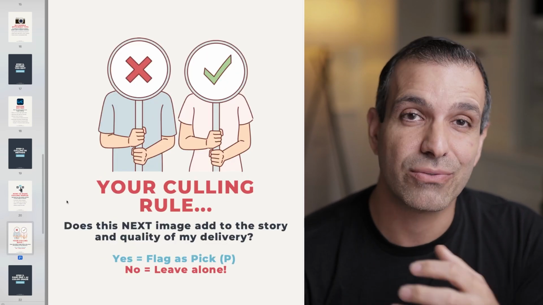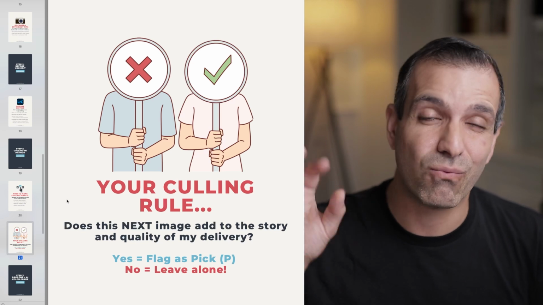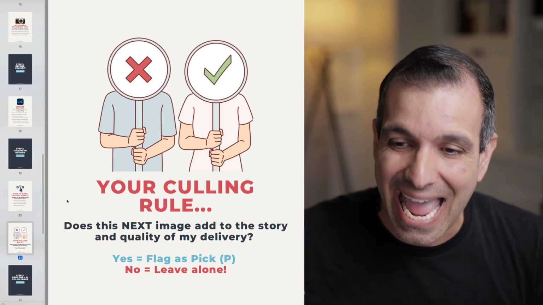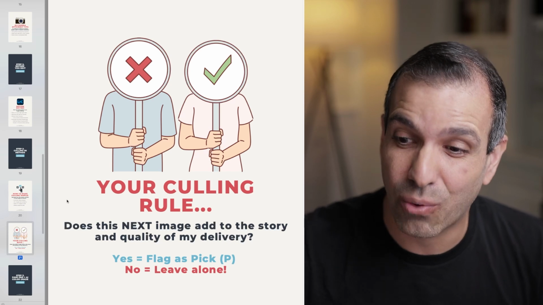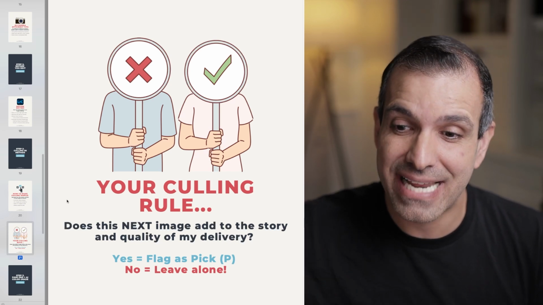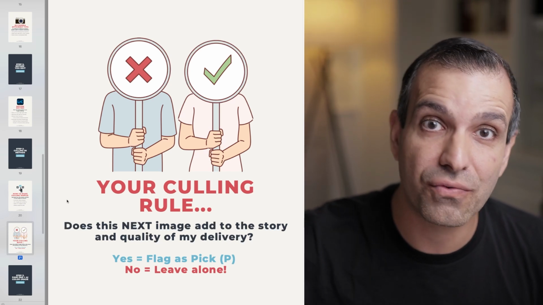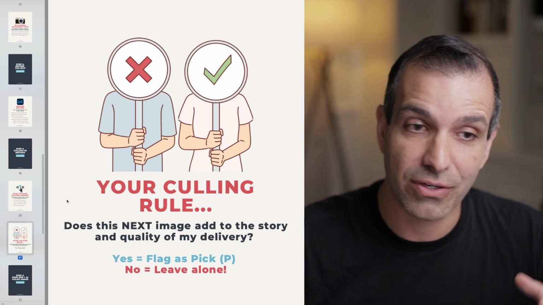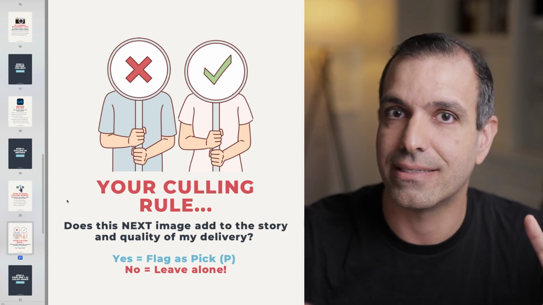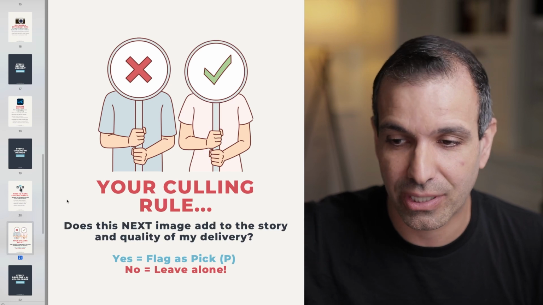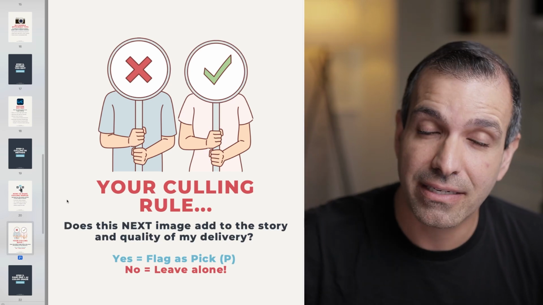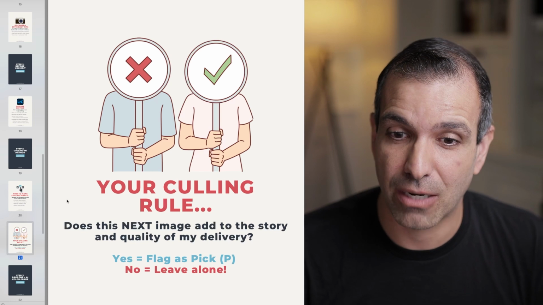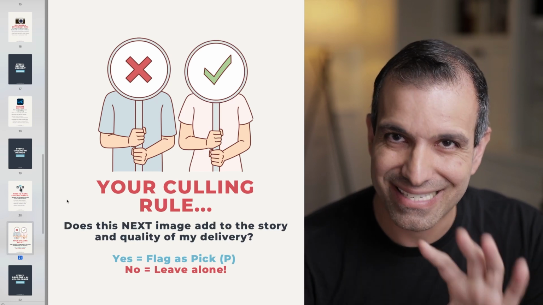And overall, this reduces the cognitive load because we have one simple rule. Does this next image add to the story and add to the quality of my delivery? If the next image adds to the story and the overall quality, then yes, we flag it by pressing P, or if you want to use a star or a color, it doesn't matter. Give it some marker. We're going to choose P. If not, we're just going to leave it alone. So that way we have one keystroke through this entire process. Now let me show you exactly how to do it.